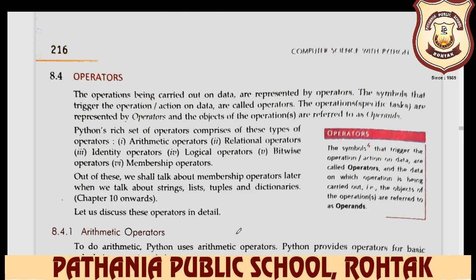Operator means symbols, signs that perform a particular operation. For example, when you write plus, it performs addition. When you write minus, it performs subtraction. So the operations being carried out on data are represented by the operators. When you write a plus b, here a and b are your operands, and this plus symbol is your operator.